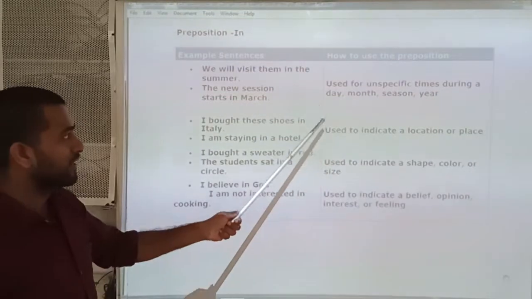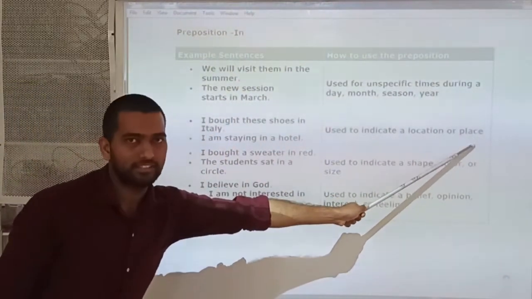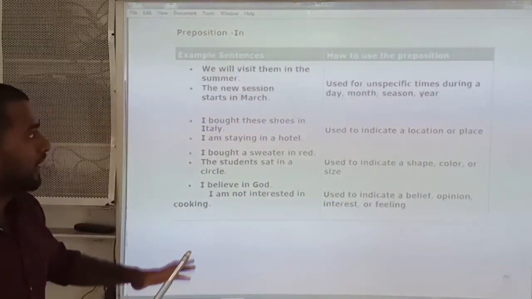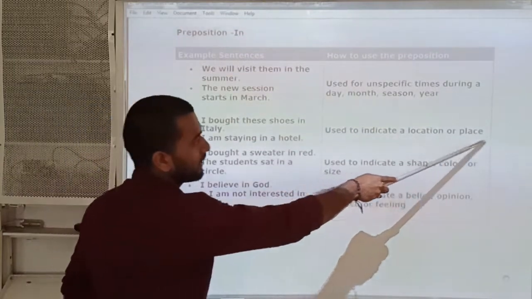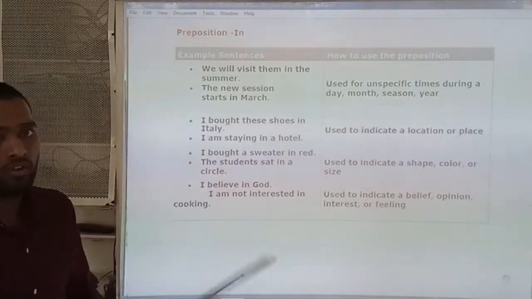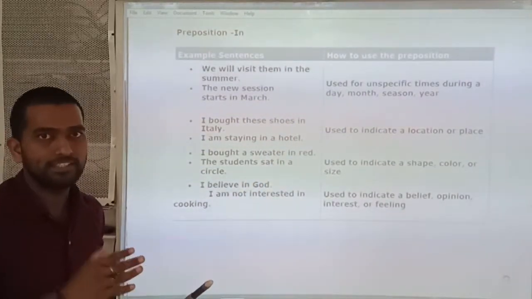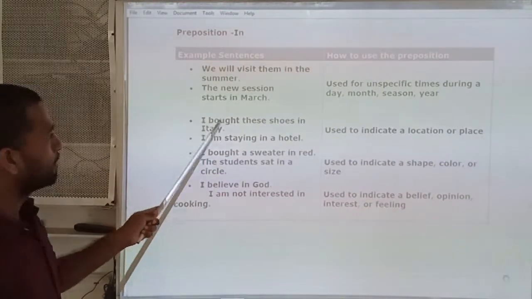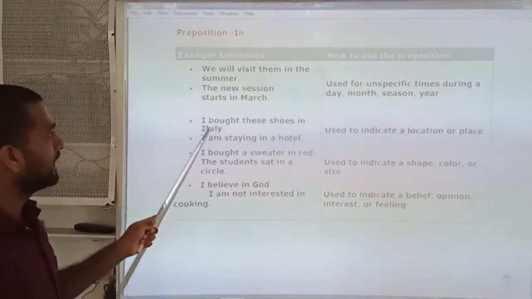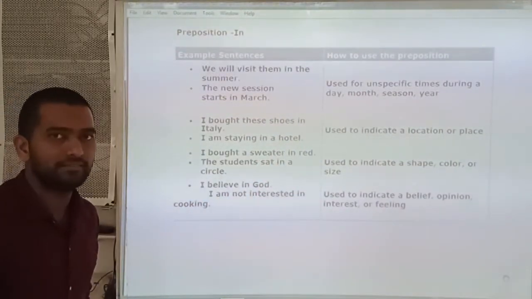Okay. Next one, preposition in is used to indicate a location or place. Just when we were discussing the preposition at, this point already came. Yes or no? So when the place is smaller, then we use the preposition at. When the place is bigger, then we use the preposition in. Look at this example. I bought these shoes in Italy. So Italy is the bigger place. That is why we use the preposition in.